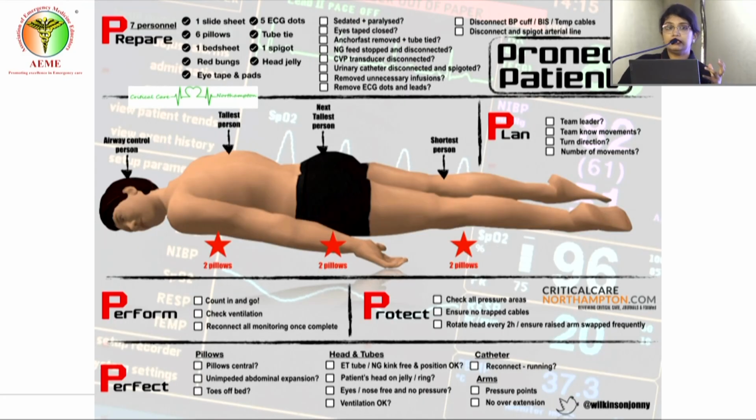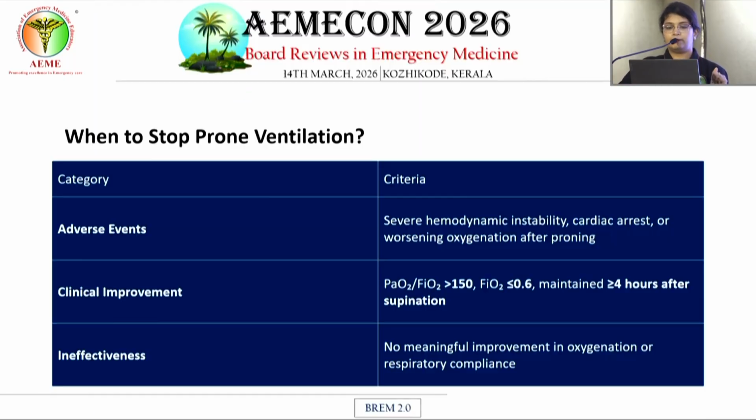But in the ED, has anybody done proning in the ED? Yes. In the ED, with low manpower and the chaos, it is very difficult, because ideally for proning a patient, you require 6 to 7 persons, and these are the steps in which it has to be done. That is why selection of a proper candidate for proning is important.